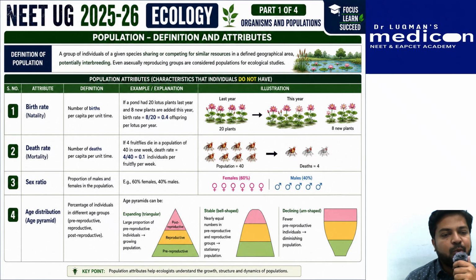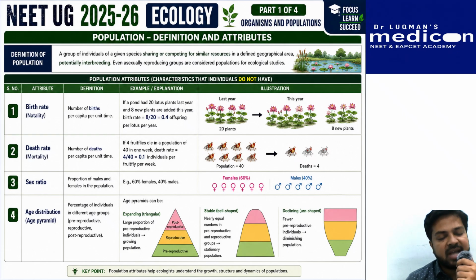Sex ratio. Proportion of males and females in the population is called as sex ratio. Example, 60% females and 40% males. We know the symbols what we use for females and males here. Age distribution or age pyramid. It means the percentage of individuals in different age groups: pre-reproductive, reproductive, and post-reproductive. Pre-reproductive, like before marriage and before becoming adult, before having secondary sexual characters, and then reproductive, then after marriage and when you are in a fertile age group, and post-reproductive after the menopause.